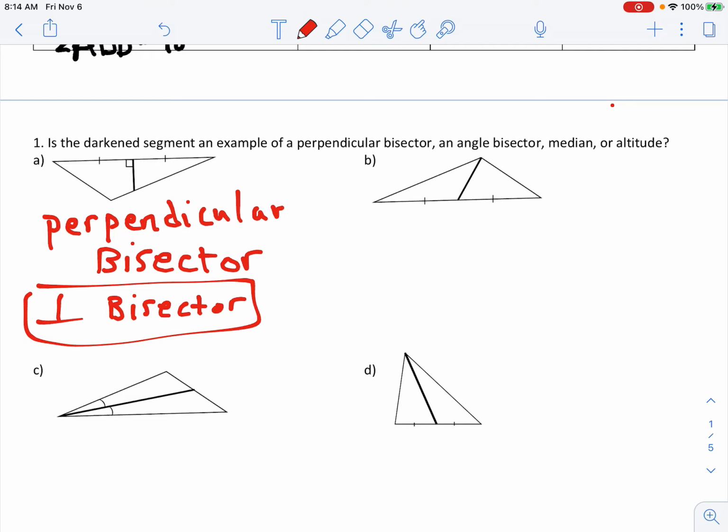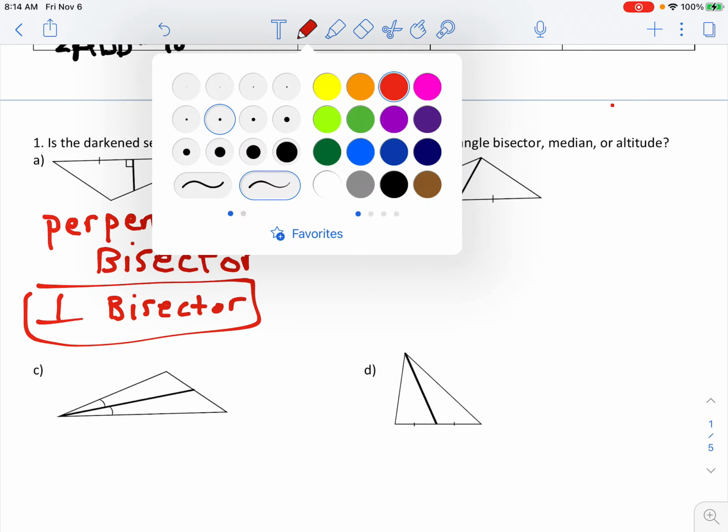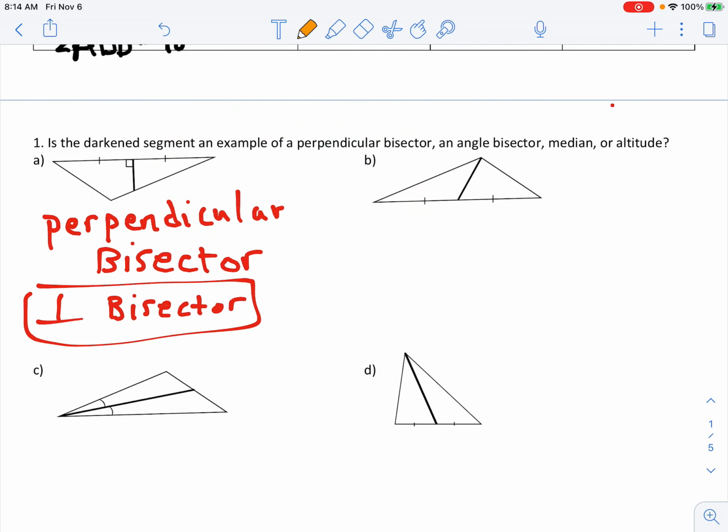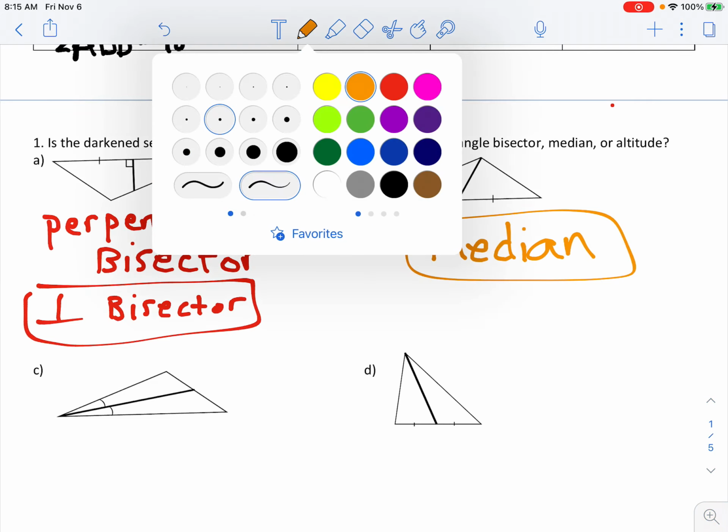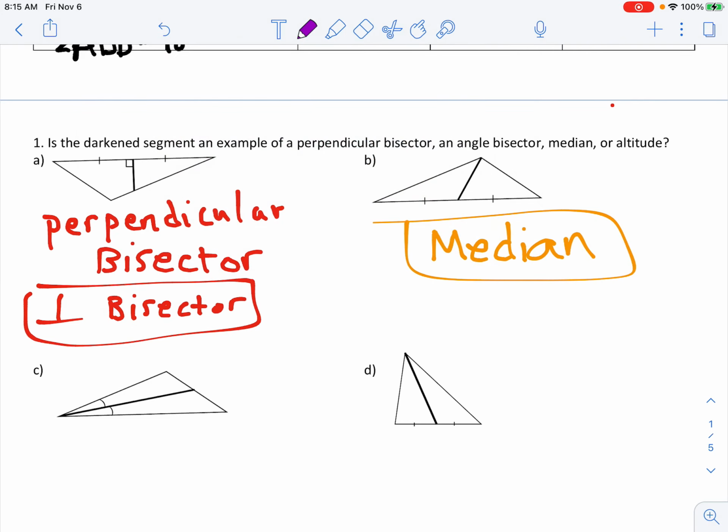If you're looking to abbreviate, use the symbol. All right, let's look at the second one. Letter B, you'll notice, only has tick marks, so it's split a line into two congruent parts. If it only splits a line into two congruent parts, we call it the median. All right, let's look at C. C splits it into two equal angles. If we split it into two equal angles, we call it the angle bisector.